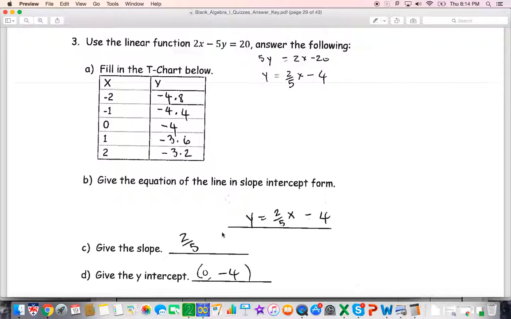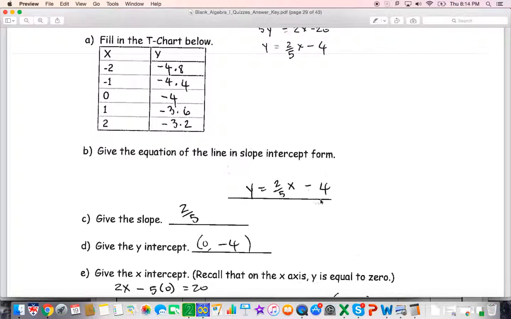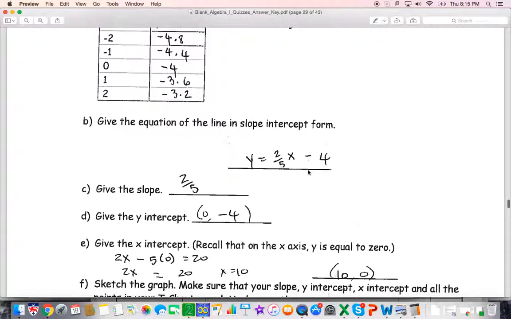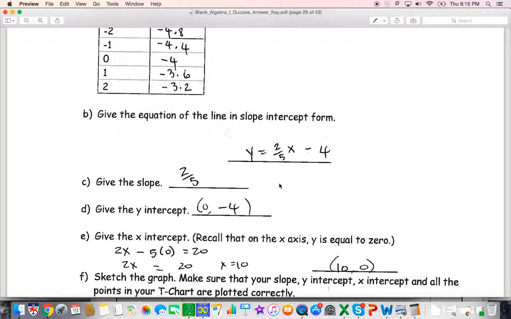Or you have the option of plotting the y-intercept and doing the rise over run. So starting at -4 on the y-axis and rising 2 and running 5. That's the most common way, the way I know that you guys love to do this. And there is actually a third option, and the third option is using the intercepts. So we know that the graph will cross the y-axis at -4. It will also cross the x-axis at 10. So we can use those 2 points and draw the line. We have so many options.